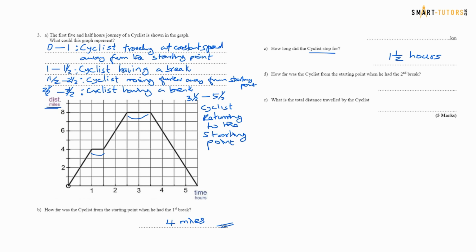Question number D, how far was the cyclist from the starting point when he had the second break? Second break is 8 miles. What is the total distance traveled by the cyclist? Here we have to be very careful. The total distance means from the starting point until he is going 8, and the returning journey is another 8. So 8 plus 8, 16 miles is the answer.